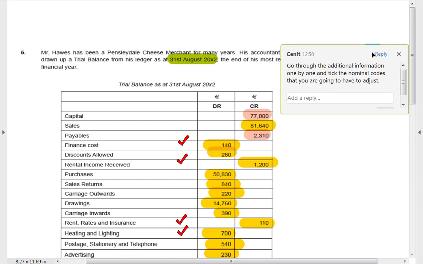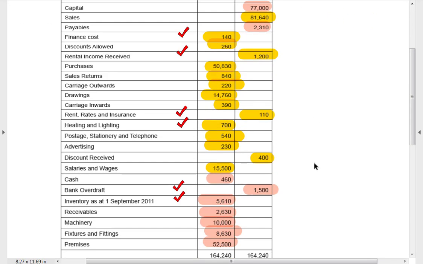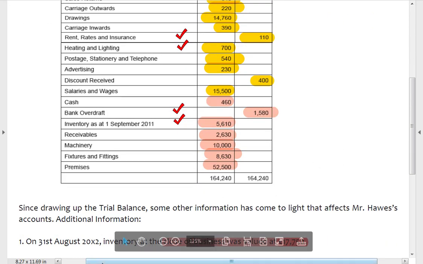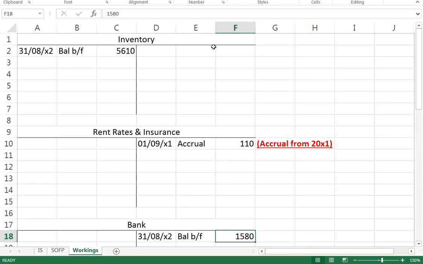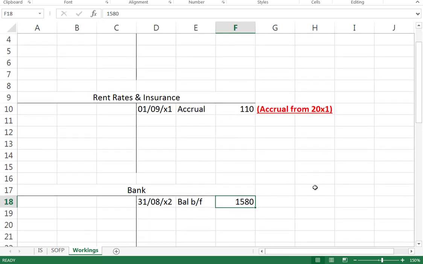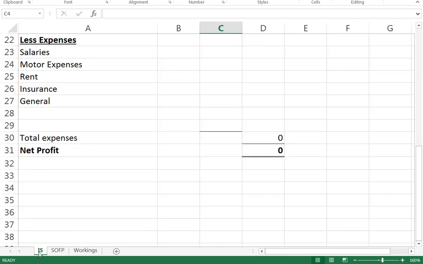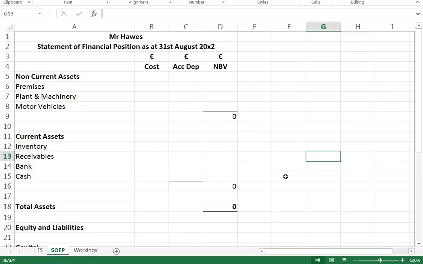And then finally, my last one was that I go through the additional information one by one and I tick the items that I'm going to have to work with. Okay, so I've identified everything. So that's what you're doing on the question sheet itself. If you're asked, then you're going to do your T accounts. So you're just opening your T accounts with the numbers straight from the trial balance. If it's on the debit in the trial balance, you put on the debit in the nominal accounts. If it's on the credit in the trial balance, you put on the credit side. Okay, so I'm just opening those accounts and I'm writing up my template for my income statement and my statement of financial position.